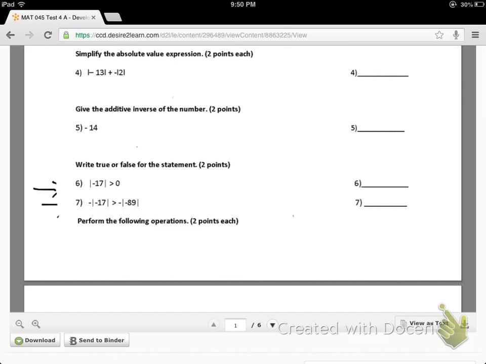Again, let's try and think of this with me. What's the result of the absolute of negative 17? It's 17. Is it bigger than 0? Am I pointing to the smaller number? Yes, I am. That is true. Okay, what's this next one?